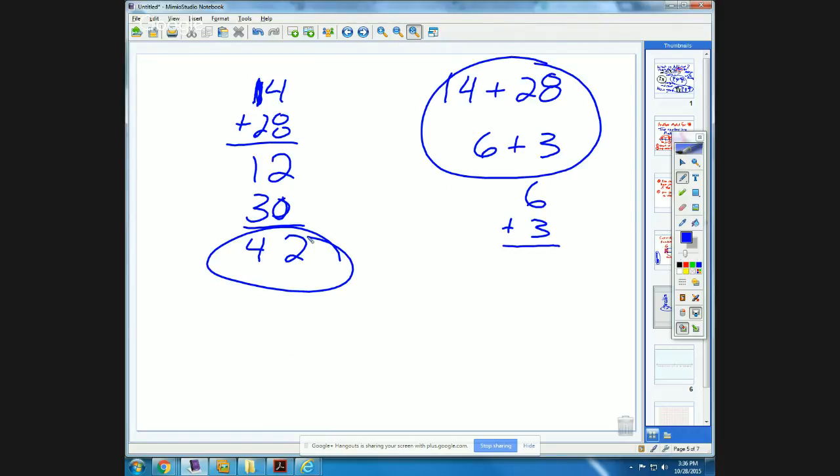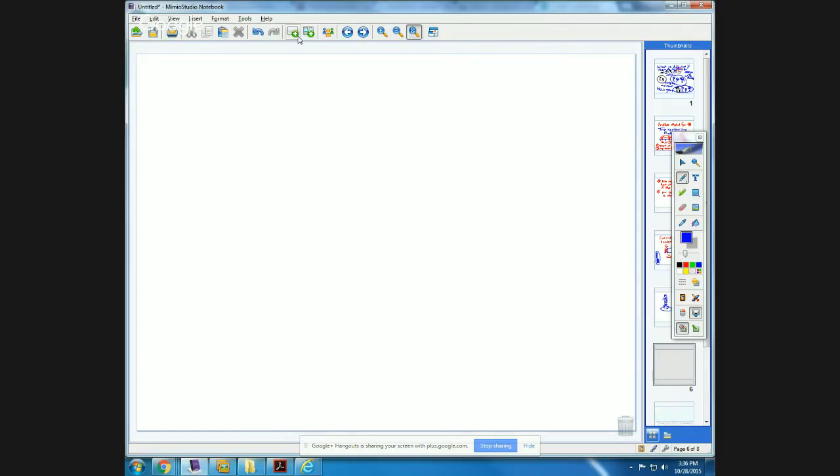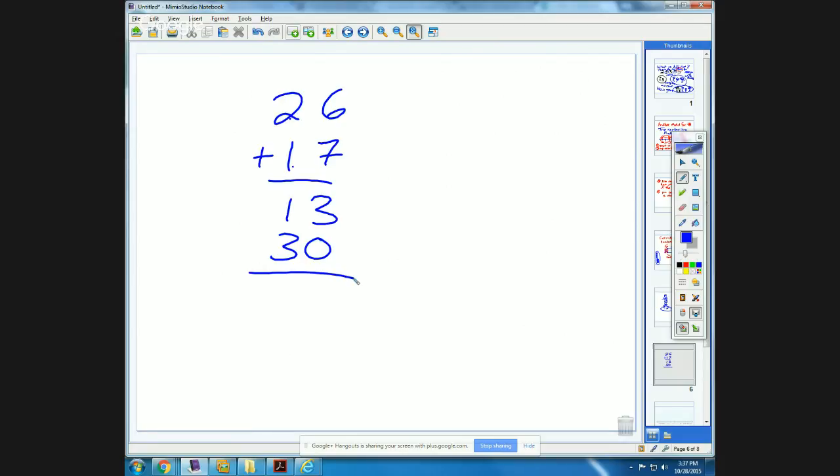Okay, let's do that again for a different one. Let's try 26 and, I don't know, 17. What's 7 plus 6? 13 on a good day? Okay, 13, that's how I used to write 7 plus 6. And I know my place value. That is a 20, and that is a 10. What's 10 and 20? 30. Are my place values lined up? I'm rocking. I'm not quite done because 13 and 30 is going to add up to 43.